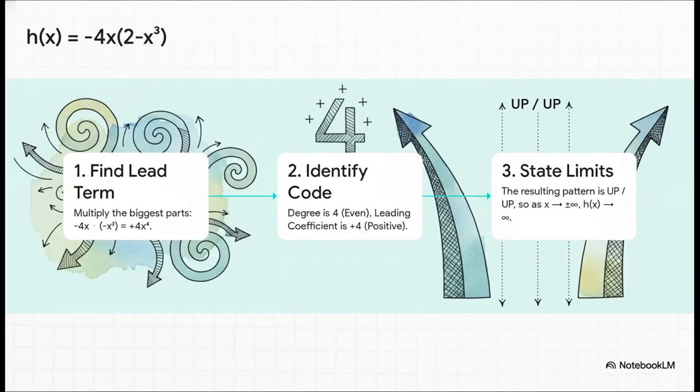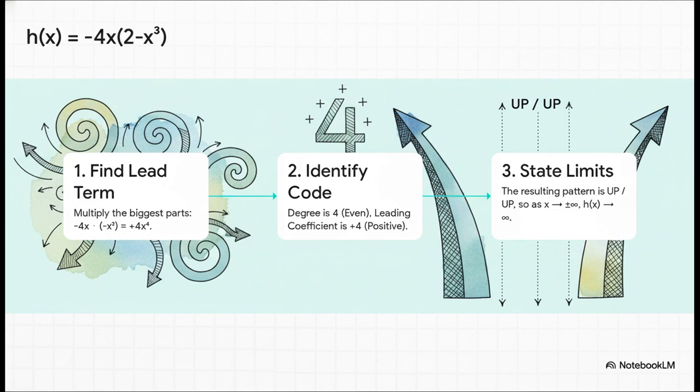So for a function like this one, h of x equals negative 4x times 2 minus x cubed, we just multiply the negative 4x by the negative x cubed. A negative times a negative is a positive, so that gives us our leading term, positive 4x to the 4th. And from there, it's the same easy process.